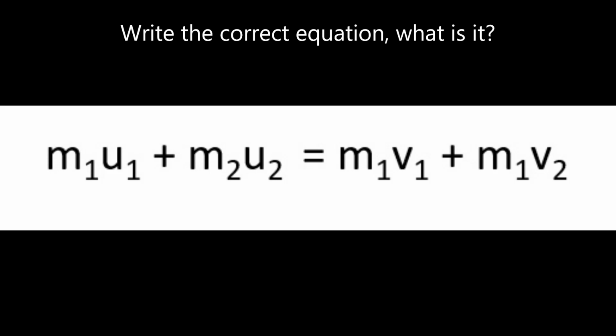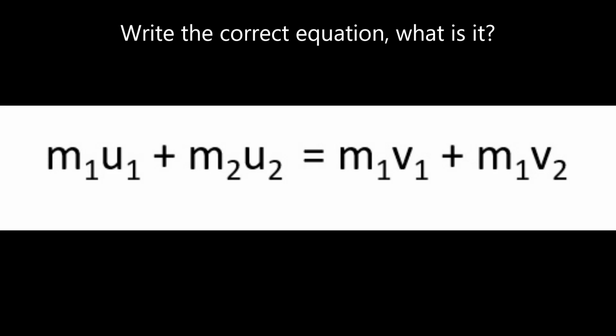Assuming that they stay intact, remember the mass stays the same. That will be m1 times v1, because v is the velocity after the collision, and then you add on the momentum of object m2. That should be m2v2.